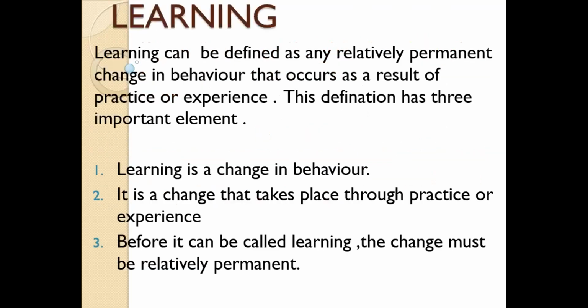Now let us see what is learning. Learning can be defined as any relatively permanent change in behavior that occurs as a result of practice or experience. This definition has three important elements. Learning is a change in behavior. It is a change that takes place through practice or experience. Before it can be called learning, the change must be relatively permanent.